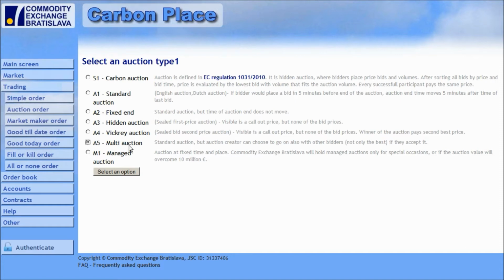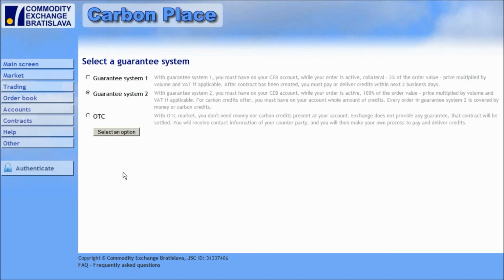Multi-auction is an auction type similar to standard auction, with the difference that the auctioneer can decide to create multiple contracts with other bidders if they agree. Managed auction is a type of auction where licitator does the auction at specific place and time. This tutorial is meant to explain the carbon auction that will be used in the third trading period, so we will select the carbon auction.